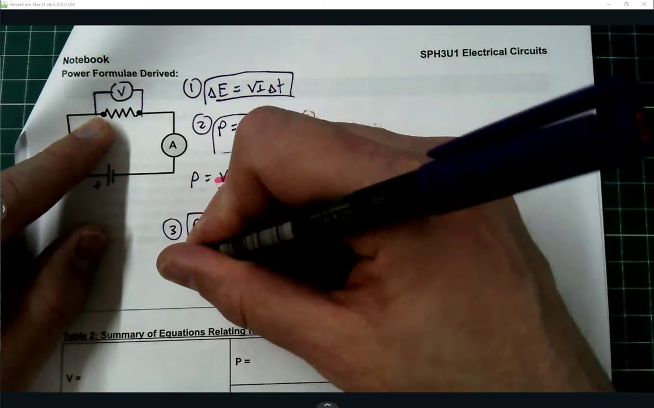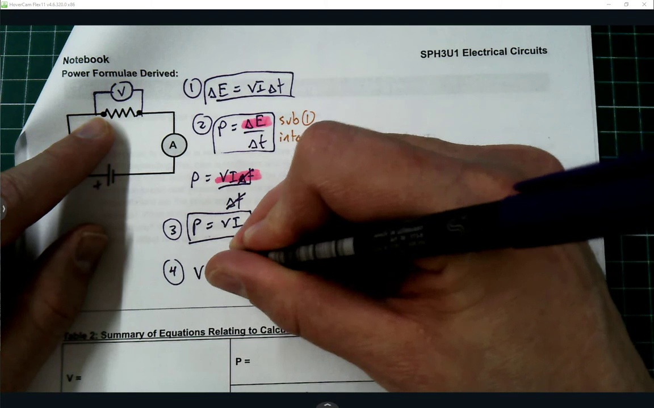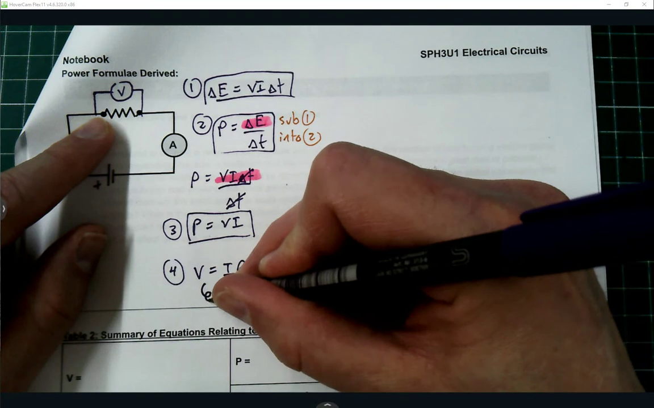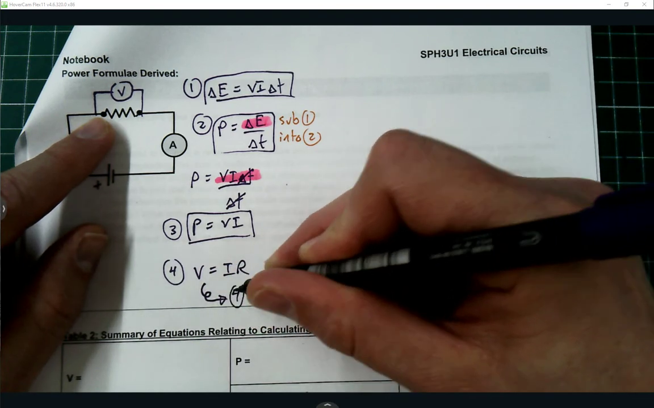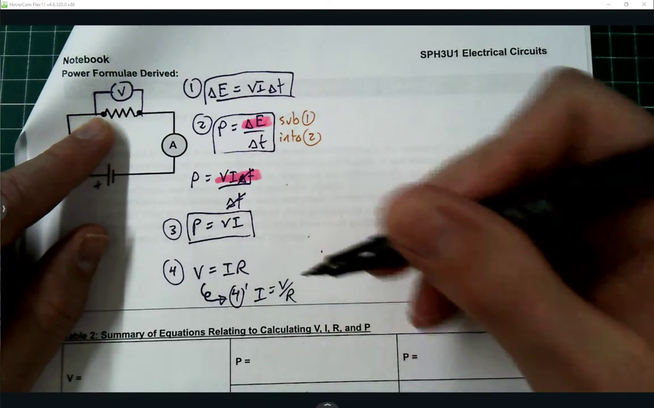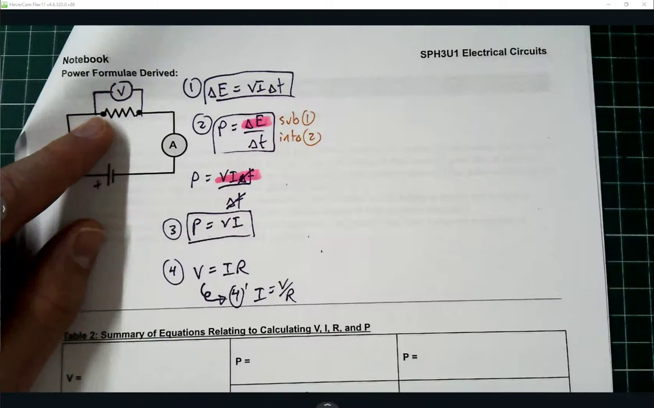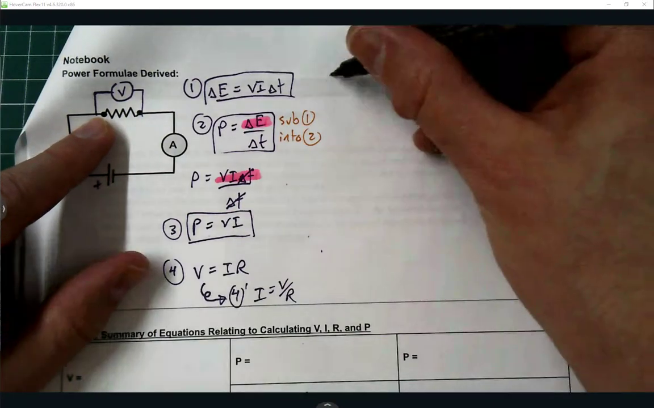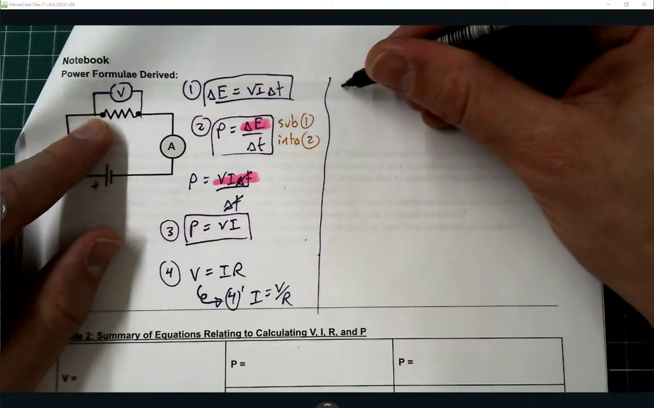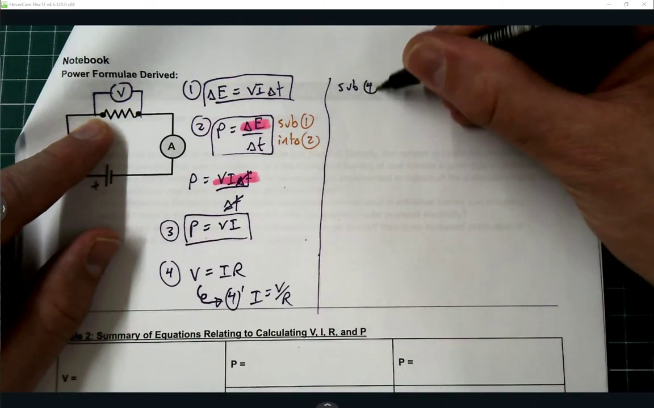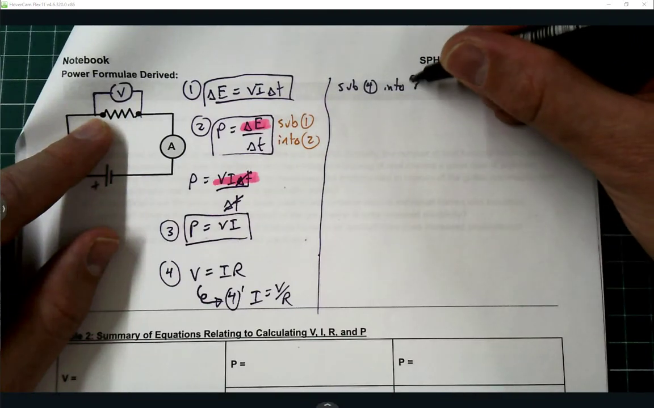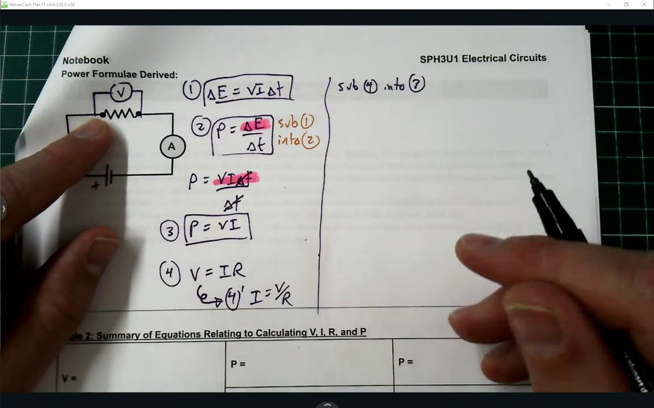Now I want to throw out another equation. It's an equation that we've used before again. Call this Ohm's law. And if I rearrange this equation, I'm going to call it equation 4 primed, and I get it into the form I equals V divided by R. We've done this kind of rearranging of an initial equation before, but I've got a reason for this. Let's just deal with equation 4, not equation 4 primed just yet.